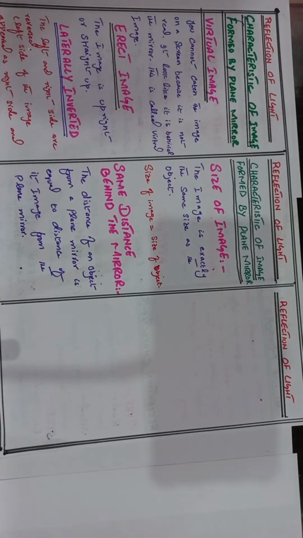Then we discuss the size of the image. The image is exactly the same size as the object. Then we discuss the distance of the object from the mirror and the distance of the image from the mirror; both are equal. So those are the 5 properties of the plane mirror that we discuss today.